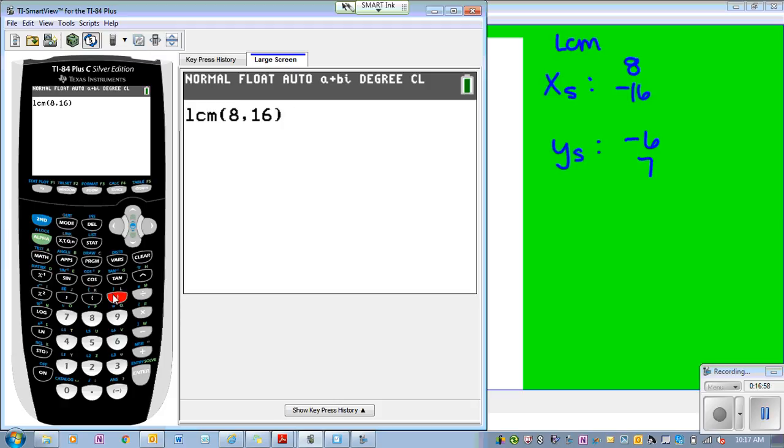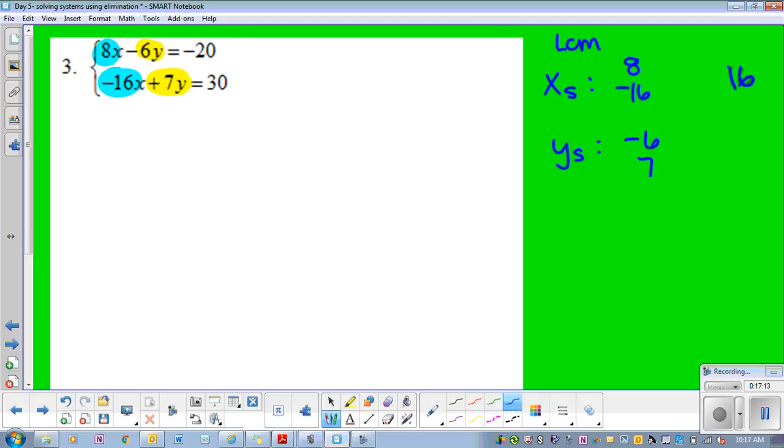Yeah? Oh, what's the LCM for that? 16. Oh, you know what? That's nice. Because then this one's already a negative 16, right? So that one would be easy to fix. Because we already have a negative there, I could just make the 8 become a positive 16. Does that make sense? But just in case, guys, find the LCM of 6 and 7, please. Let's just try that for practice. So for 6 and 7, we get 42.